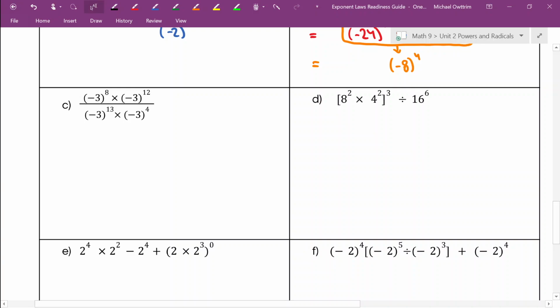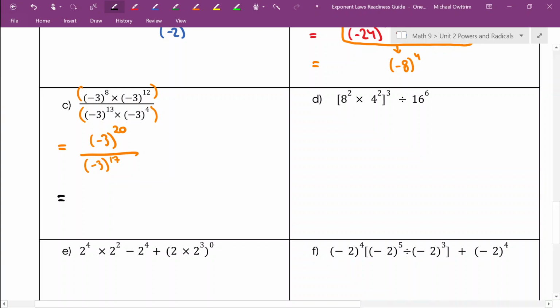Question C, again, you want to remember your implied brackets of your fraction. You can leave it as a fraction if you want, or you can go ahead and write it as division. In this simple question, I'm going to choose to leave this as a fraction. On top, I'm multiplying two powers with the same base, so I'm going to add their exponents. So a plus 12 is 20. On the bottom, I'm again multiplying powers with the same base, so I'm going to add their exponents. 13 plus 4 is 17.